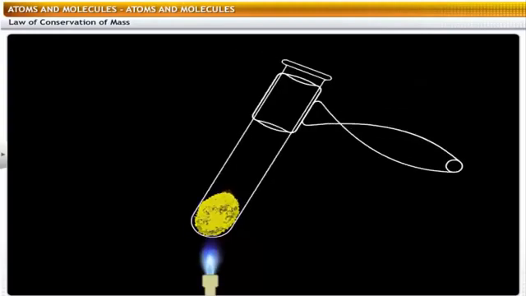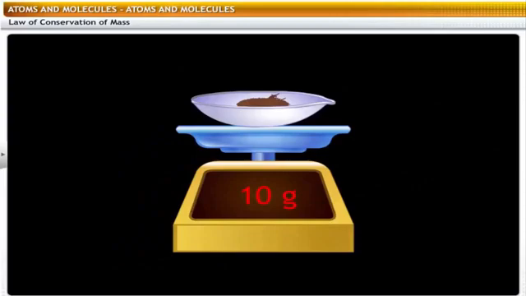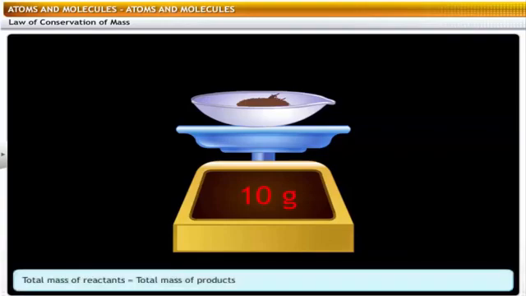Now, heat the mixture. It forms a dark molten mass of ferrous sulfide. Weigh it. You'll find the weight to be 10 grams. This shows that the mass is the same, though there is a change in form. Therefore, the law of conservation of mass can be stated as: in any chemical reaction, the total mass of the substance before and after the reaction is the same, although its matter undergoes a physical change. The total mass of reactants is equal to the total mass of products.